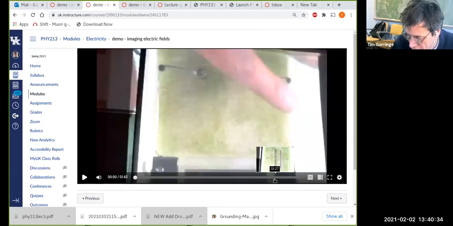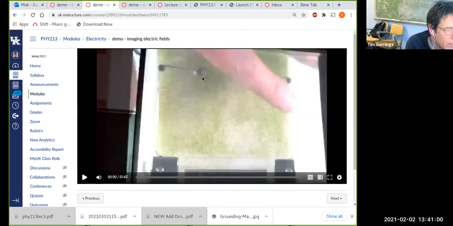And so what you're seeing here is actually a film of oil in green in which there are tiny iron filings in the oil. And I'm going to immerse that field, that oil and filings, in an electrical field of an electrical dipole. And the two charges on the dipole, one of them's here, and one of them's just below my finger here.